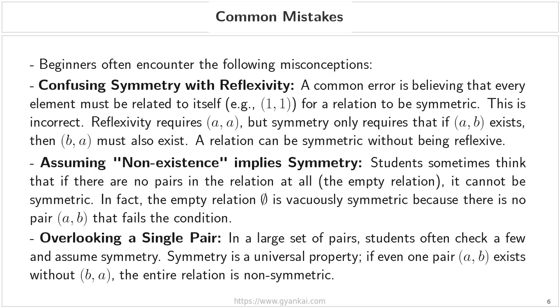Finally, be careful not to overlook a single pair. When dealing with a large set of ordered pairs, it is tempting to check only a few and assume the entire relation is symmetric. Please remember that symmetry is a universal property. If even one single pair (A, B) exists without its mirror image (B, A), the entire relation is classified as non-symmetric. Keep these warnings in mind as we move toward our final key takeaways in the next slide.